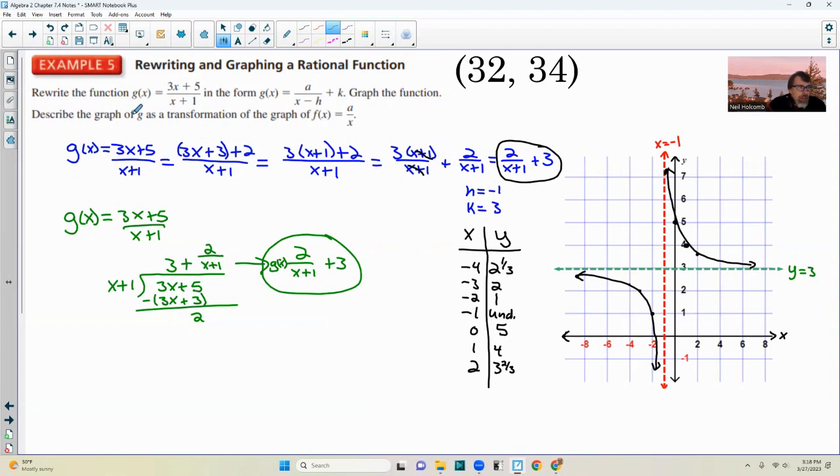So then it says, describe the graph of g as a transformation of the graph of f of x equals a over x. Okay, so in our case, our a is 2. And what did it do to the function 2 over x? Well, it shifted left.